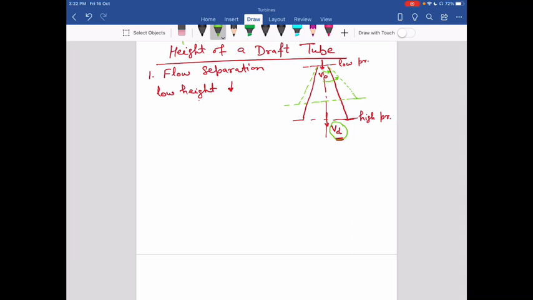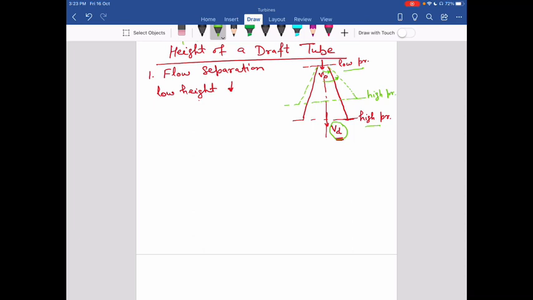Now, due to this, we have a pressure difference, low pressure and high pressure at inlet and outlet. So here again we have high pressure. Okay, so you can see in this case, as the flow moves towards the outlet, it may happen due to this large angle that flow separates from the sides of the draft tube. Flow separates from the walls of the draft tube. That is called flow separation.